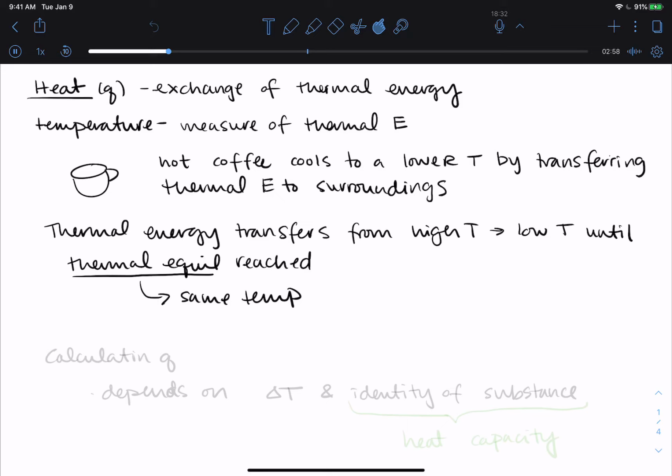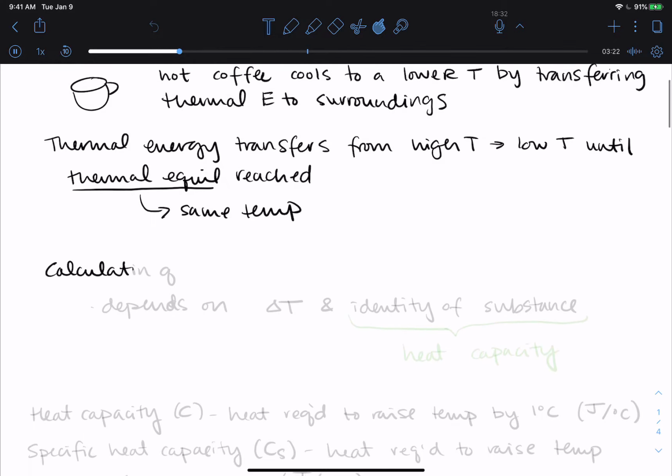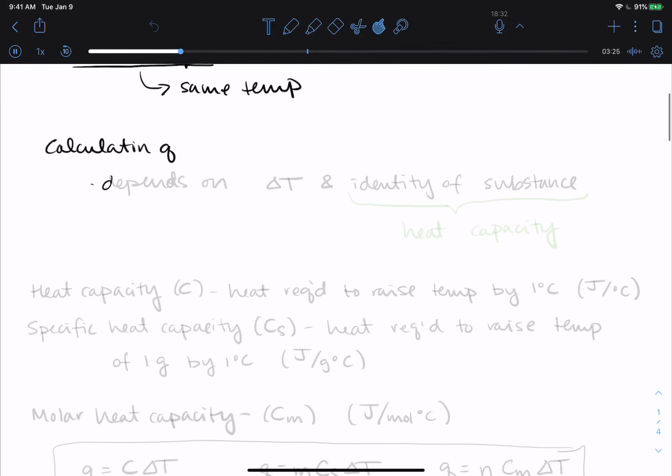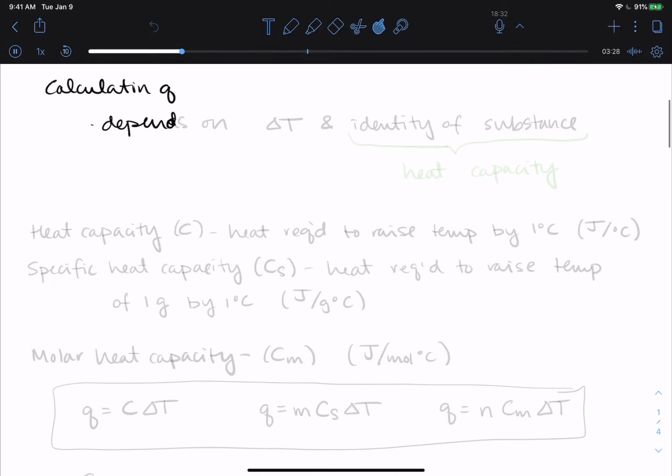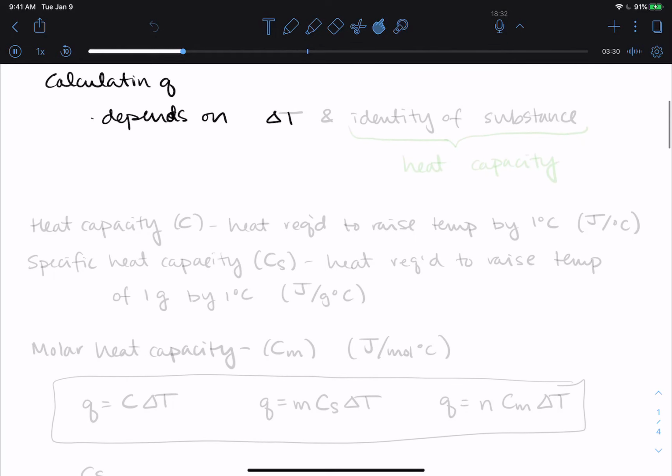For things that don't have quite such large differences in mass, that temperature is going to be somewhere in between, right? The hot object will give off thermal energy, the cooler object will absorb that thermal energy, and the temperature will be somewhere in the middle. So when we calculate Q, it depends on that difference in temperature and the identity of the substance.